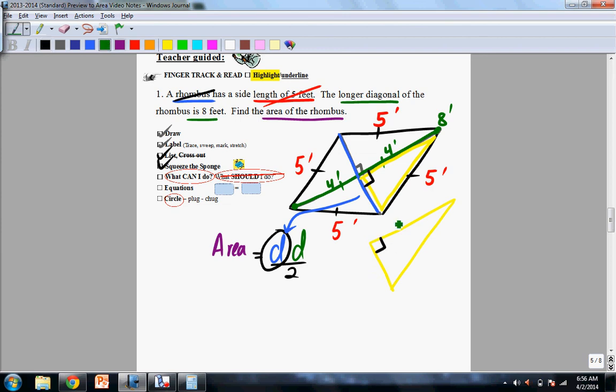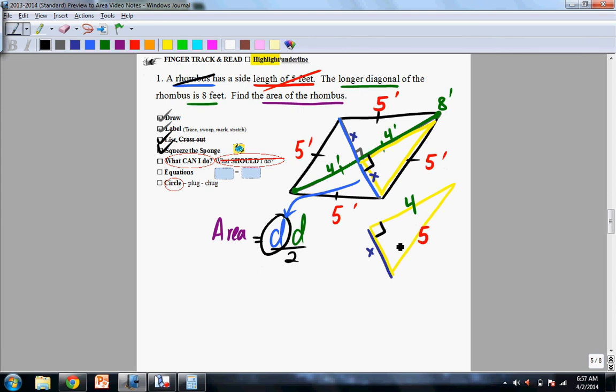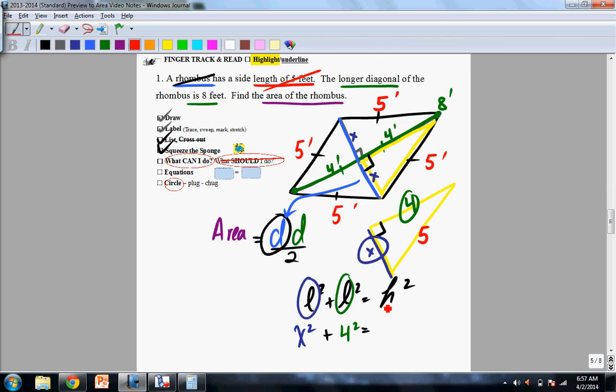There's a right angle there. Remember, right angles mean you have the key to the universe. That's 4 feet. That's 5. We need this blue piece, obviously, because once we get it, we can get our whole diagonal. We'll call it x. So we have two sides of a right triangle. We write our equation out, which is the Pythagorean theorem: leg squared plus leg squared equals hypotenuse squared. So circle, plug, chug: x squared plus 4 squared equals hypotenuse squared.